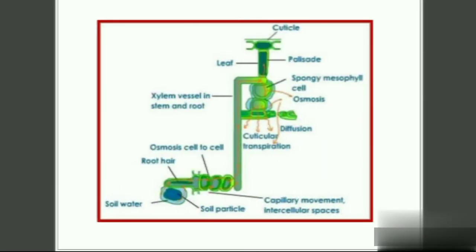Okay, now we'll see the diagrammatic presentation. See, from the soil the osmosis process happens. Then through capillary action, a water column is created in the stem. Because of that there is a rise of water along the stem, and then it moves to the leaves. So this is the diagrammatic representation of the movement of water and minerals.